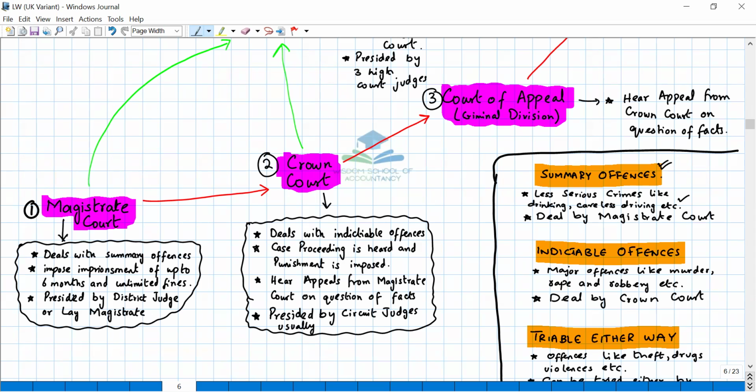You have to give the evidence, and the prosecution will give their evidence. So a proper case hearing will be done, and then the final decision is made. So there's a proper trial by jury in the Crown Court. The Crown Court also hears appeals from the magistrate court on questions of fact. So if you are not satisfied with the decision of the magistrate court judge, you can make an appeal to the Crown Court on the factual basis.